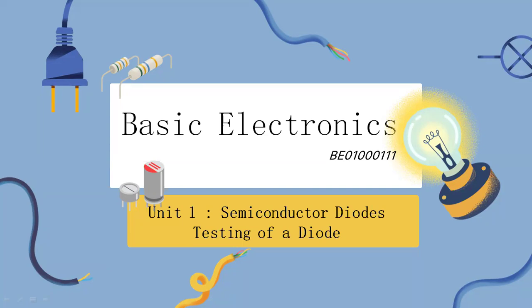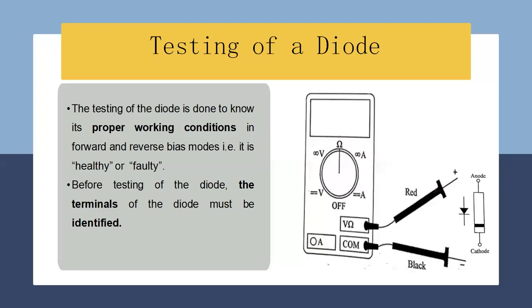Testing of a diode. Testing of a diode means to check whether your diode is in working condition or a healthy condition or in a faulty condition. Before testing a diode, the first step is we need to identify the terminals of the diode.